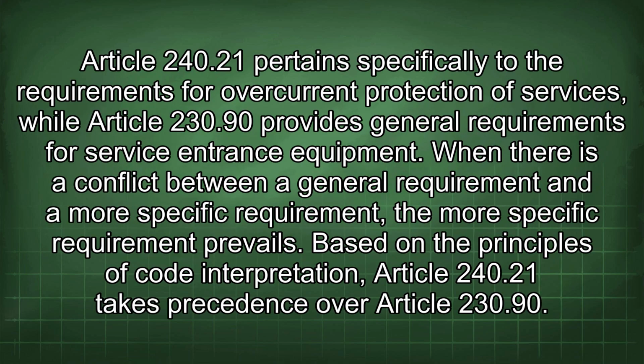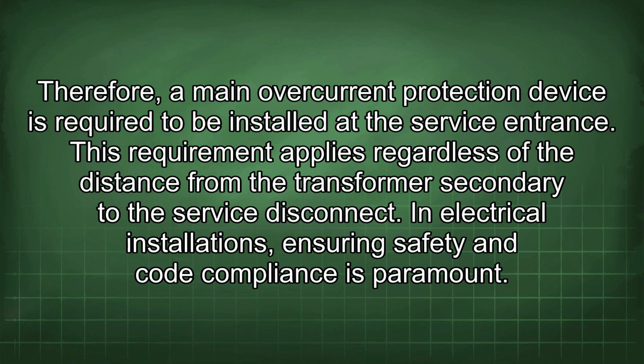Article 240.21 pertains specifically to the requirements for overcurrent protection of services, while Article 230.90 provides general requirements for service entrance equipment. When there is a conflict between a general requirement and a more specific requirement, the more specific requirement prevails. Based on the principles of code interpretation, Article 240.21 takes precedence over Article 230.90. Therefore, a main overcurrent protection device is required to be installed at the service entrance. This requirement applies regardless of the distance from the transformer secondary to the service disconnect.